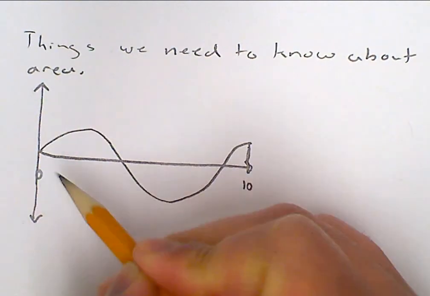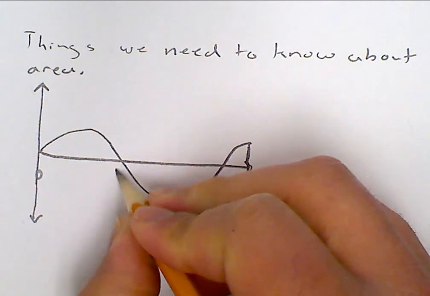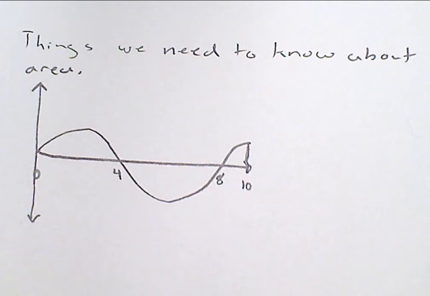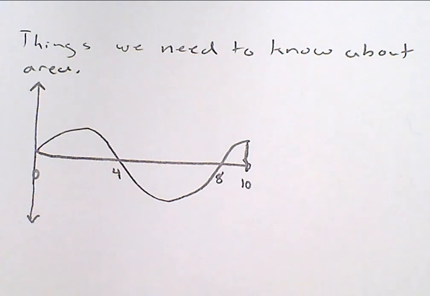All right, guys, so let's focus in right here. Things you need to know about area, very important. I need to make a connection between area and total distance traveled. This should hopefully take only about 5 minutes, and then we'll move on to the problems that you're expected to be able to do.